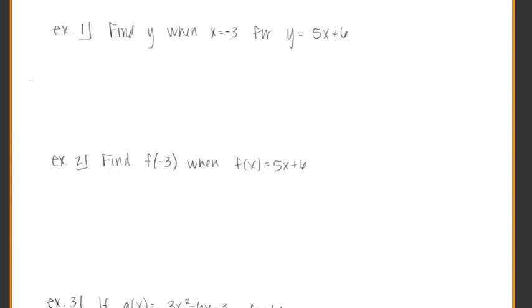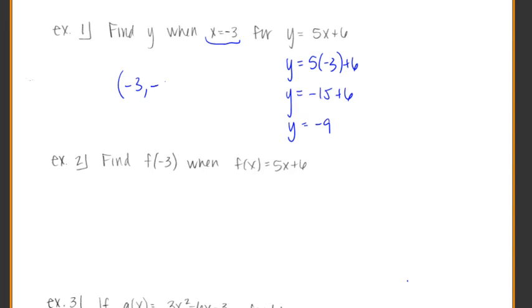Okay. Here in example 1, we're basically going to go back to our roots. We want to find what y is going to equal specifically when x equals negative 3. So find our y value when we know that x is negative 3. Well, just like that, we know what x needs to be, so let's just plug it in. So y is going to be 5 times negative 3 plus 6. And finishing that out then, negative 15 plus 6, so y is equal to negative 9. So when x is negative 3, y is negative 9.